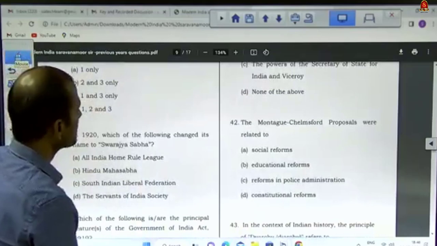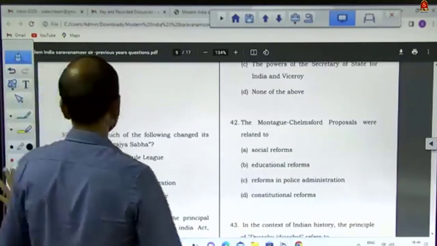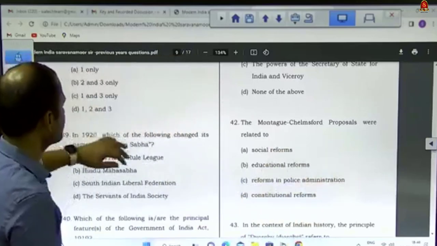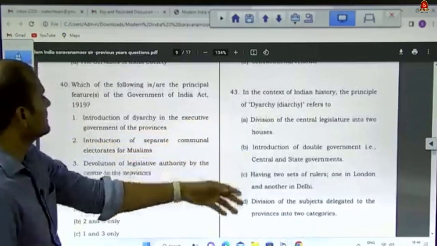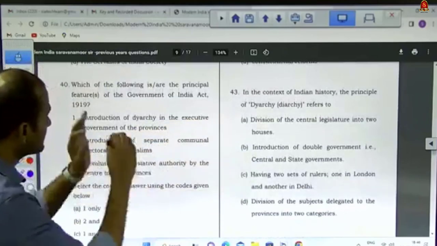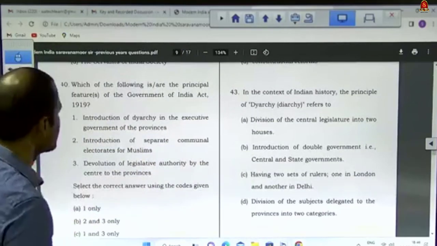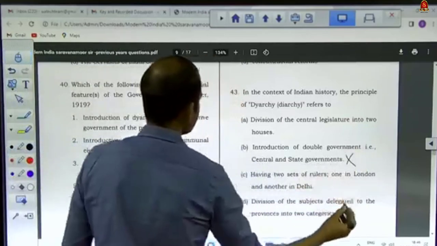Next, Montagu Chelmsford proposal. It's a very easy question. Constitutional reform that led to the Montagu Chelmsford reform. I think no need of explanation for this question. And in the context of Indian history, the principle of diarchy refers to. Actually, it's open-ended. But if you look at the four choices, you have to choose the best. Introduction of double government, central and state. No, that is not diarchy.